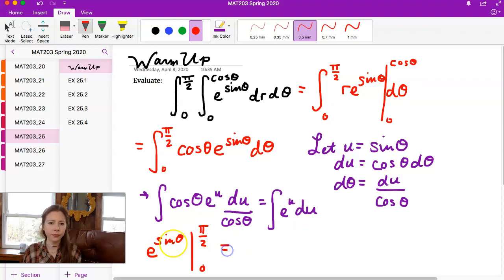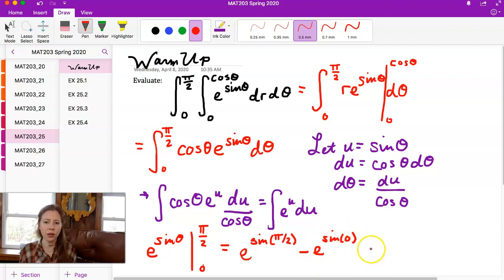Okay, so let's write this out. We have e to the sine pi over 2 minus e to the sine 0. Sine of pi over 2 is 1, so that'll just give us e, and sine of 0 is 0, and so that would be e to the 0, which is 1. And so our answer is e minus 1.